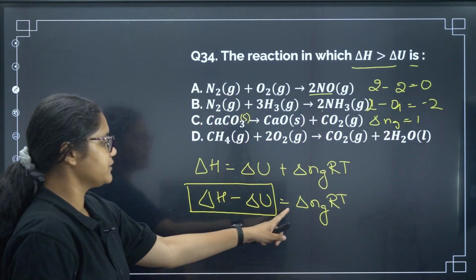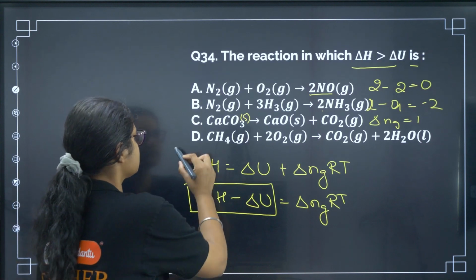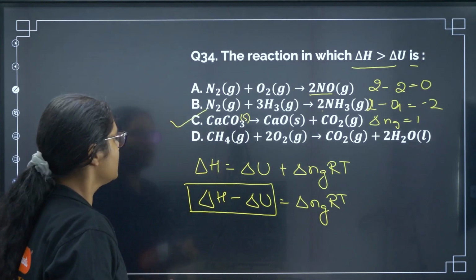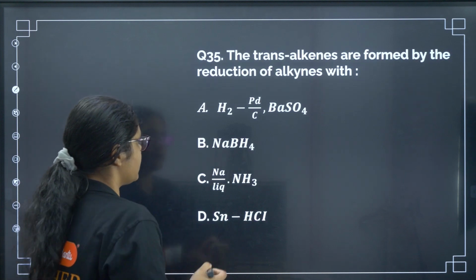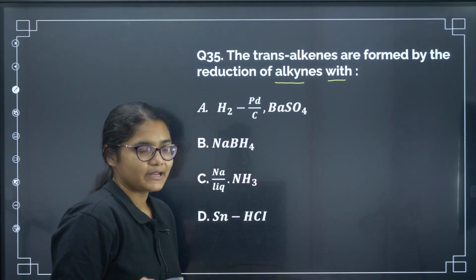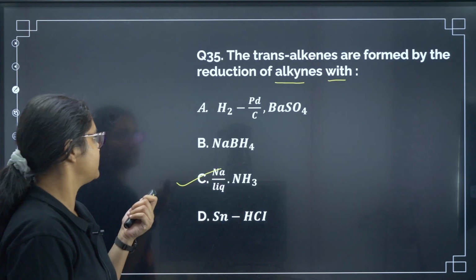So if this is positive, delta Ng will be positive, delta H will be greater than delta U. So the correct answer for this question will be option number C. Okay, next. The trans alkenes are formed by the reduction of alkynes with. So this is a name reaction, Birch reduction, in the presence of sodium and liquid ammonia. Correct answer is option number C.